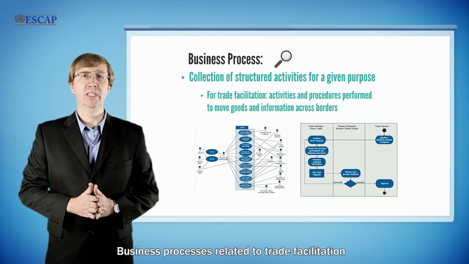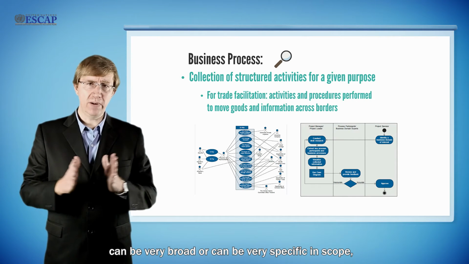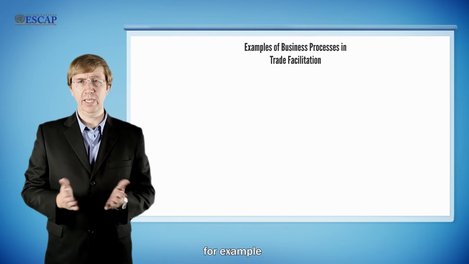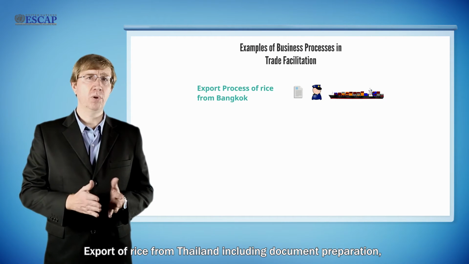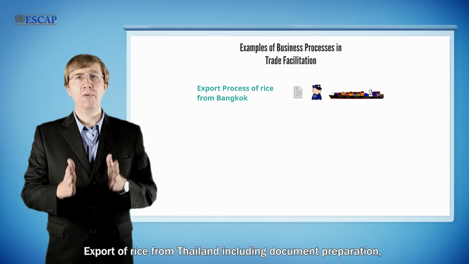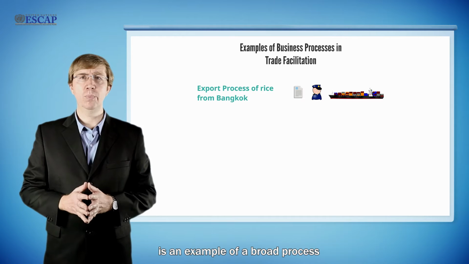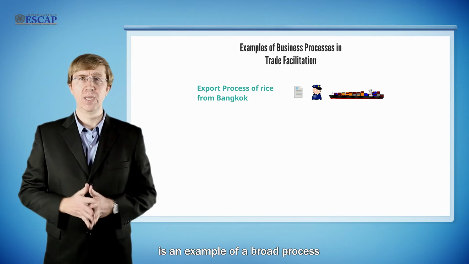So business processes related to trade facilitation can be very broad or very specific in scope. For example, export of rice from Thailand, including document preparation, freight and customs clearance procedures at the Laem Chabang seaport, is an example of a broad process.